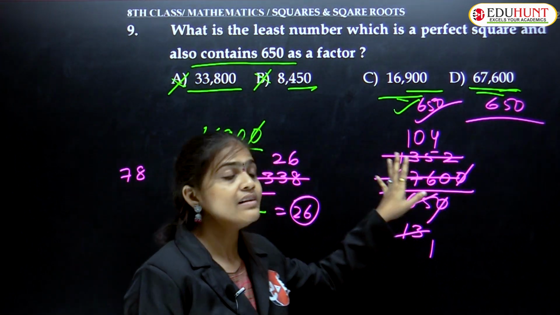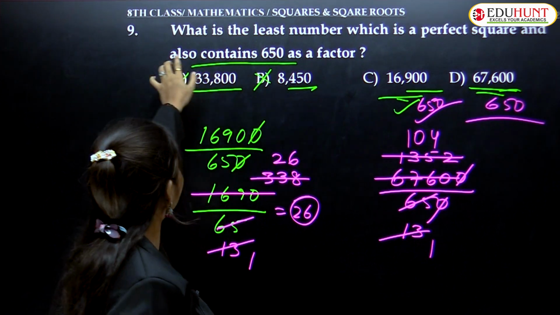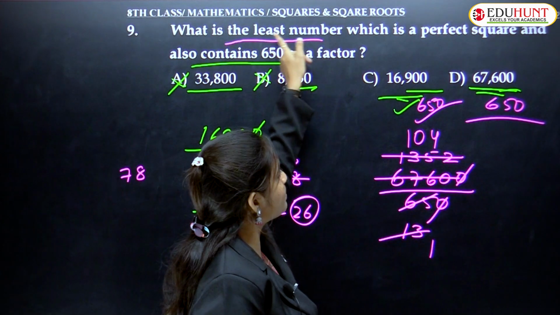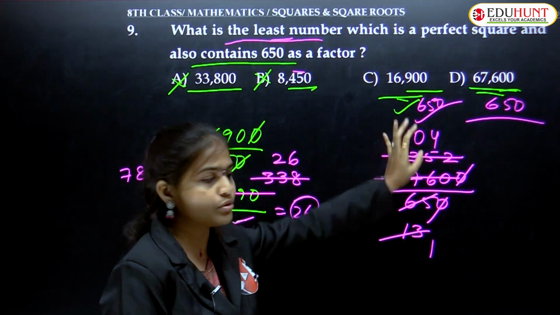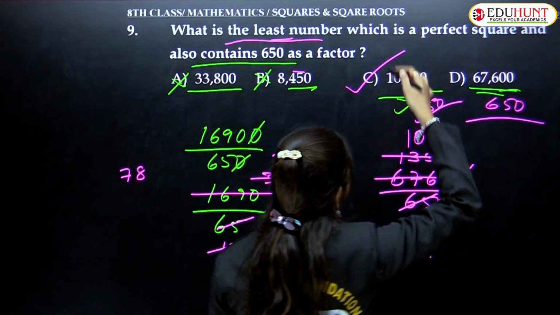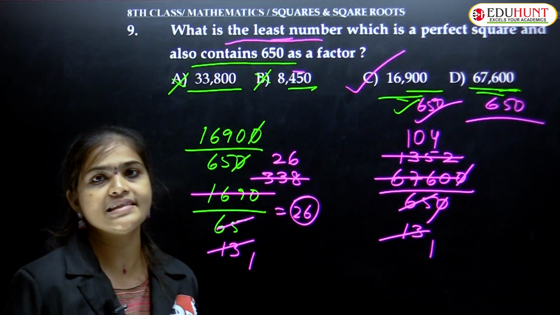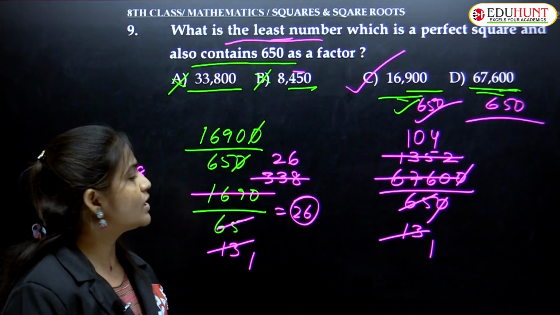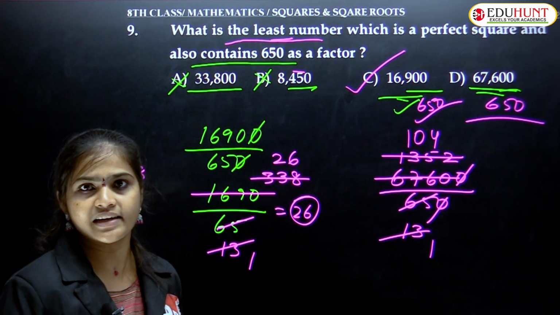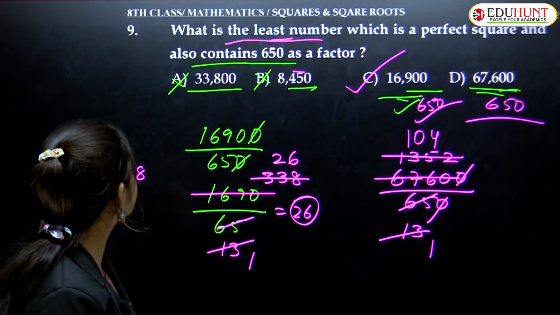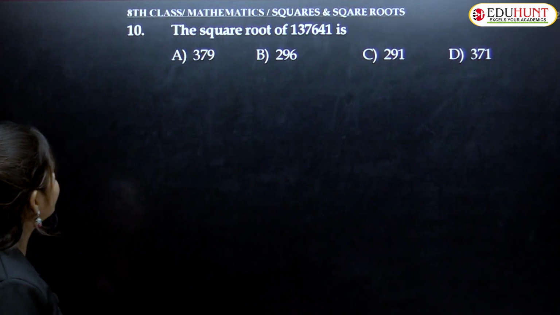Okay, so again you have to go for that question. What is the least number they are asking? So here you have to go for the least number of those two. Which is the least number here? 16,900 is the least number. So what is the answer? Here 16,900. Option C is the correct one. Understand? Yes. So let us see the next question, the 10th one.